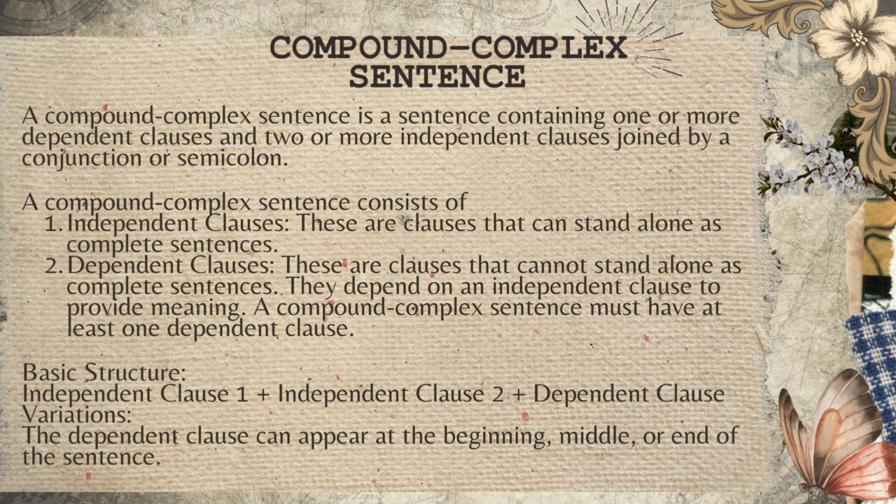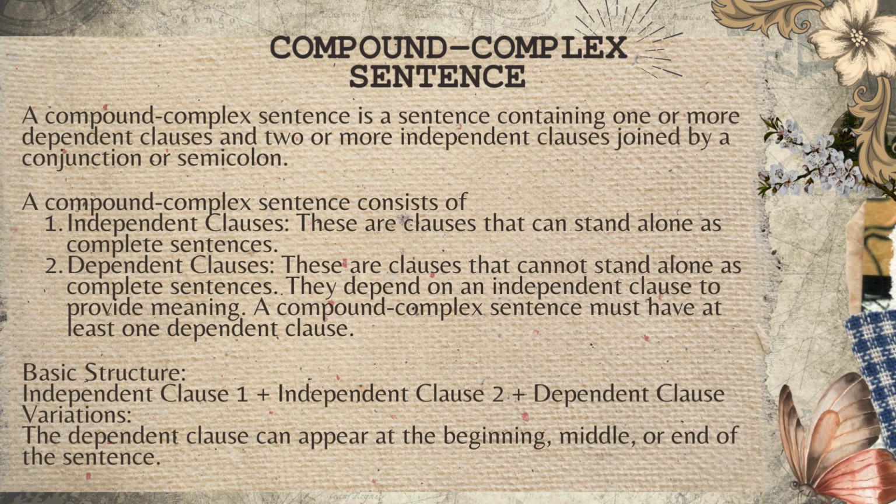Compound complex sentence. A compound complex sentence is a sentence containing one or more dependent clauses and two or more independent clauses joined by a conjunction or semicolon. A compound complex sentence consists of independent clauses. These are clauses that can stand alone as complete sentences. Dependent clauses. These are clauses that cannot stand alone as complete sentences. They depend on an independent clause to provide meaning. A compound complex sentence must have at least one dependent clause.